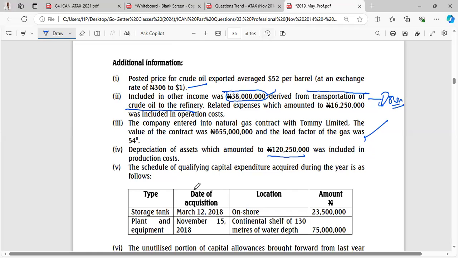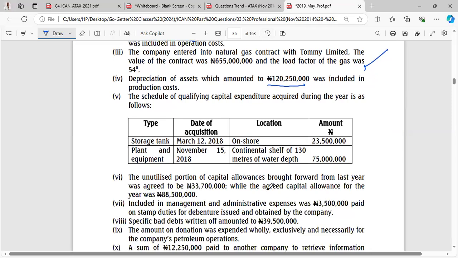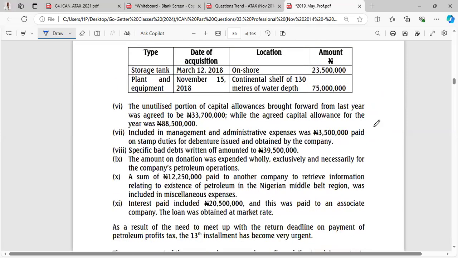This is not the time for it. The unutilized portion of the capital allowance brought forward from last year, this is capital allowance, included in management and administrative expenses, was 3,500 naira paid on stamp duty for debentures issued and obtained by the company. This is an expense that is capital in nature and is not allowable. So this 3,500, we will need to remove it.